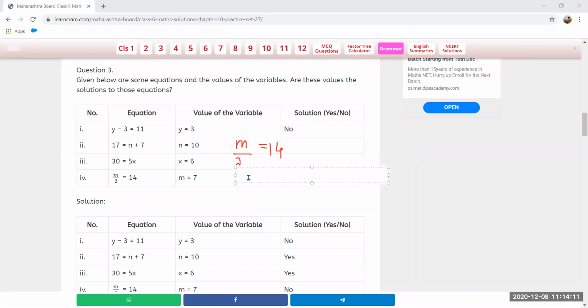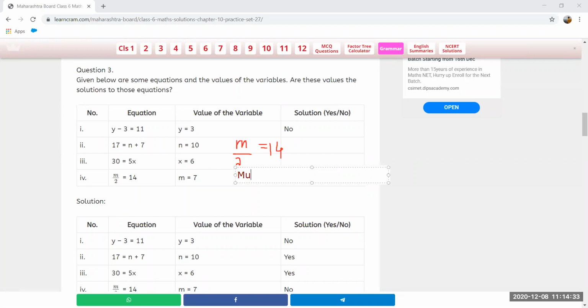If the divide sign is there, then we don't want this 2 with m. We want the value of m only. Then what are we going to do? Yes, multiply by 2 on both sides. Very good, Shagun. Very good. Okay. Multiply by 2 on both sides.